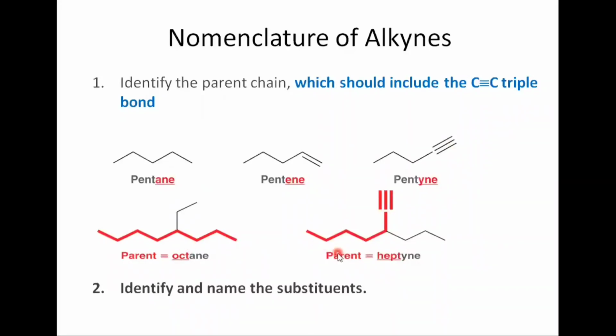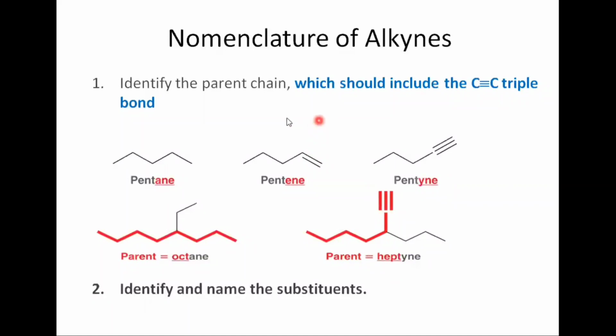Now we will discuss this example. The longest chain is 1, 2, 3, 4, 5, 6, 7, 8. The longest chain contains 8 carbons, but it does not contain the carbon-carbon triple bond, so this could not be our longest chain. So our longest chain would be this: 1, 2, 3, 4, 5, 6, 7. This would be our longest chain because our criterion is that the parent chain should contain the carbon-carbon triple bond. So this could be our parent chain and this could be our substituent.